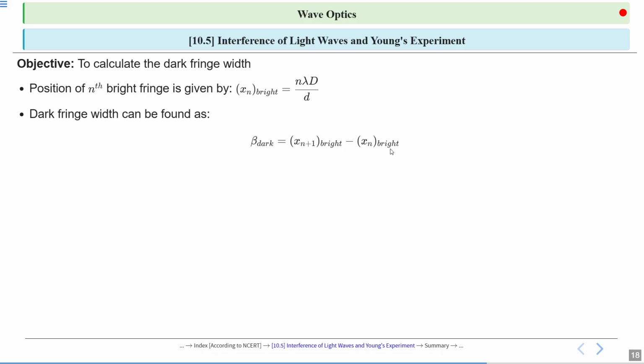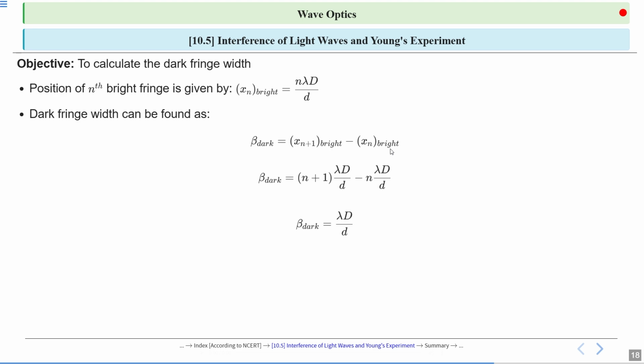Now put n plus 1 for the first term in the formula n lambda D by d. So in the place of n, we will put n plus 1. So beta dark will be equal to n plus 1 lambda capital D upon d minus x n bright, which is n lambda capital D upon d. Okay, so the n terms will get cancelled out, and after simplifying, we find beta dark equal to lambda capital D upon small d.